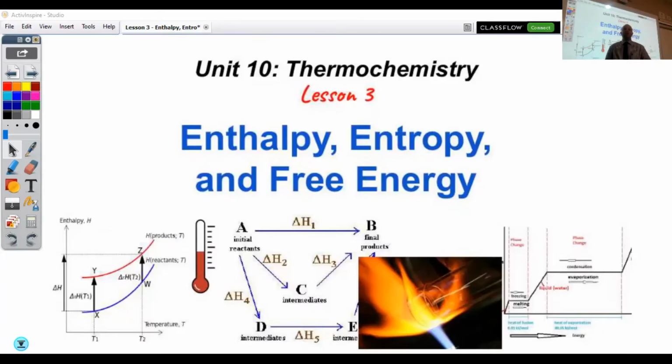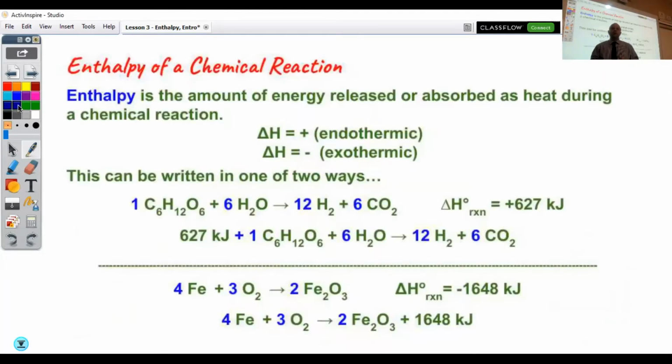Hello, today we're going to talk about lesson 3 on enthalpy, entropy, and free energy. If you look behind me, you'll see the definition for enthalpy: the amount of energy either released or absorbed as heat during a chemical reaction. We're going to use positive and negative symbols to describe whether heat energy is going into a reaction, which is endothermic, or heat energy is coming out of a reaction as a product, an exothermic reaction.